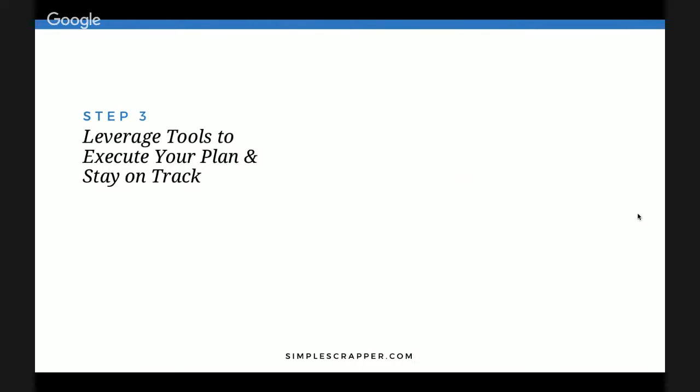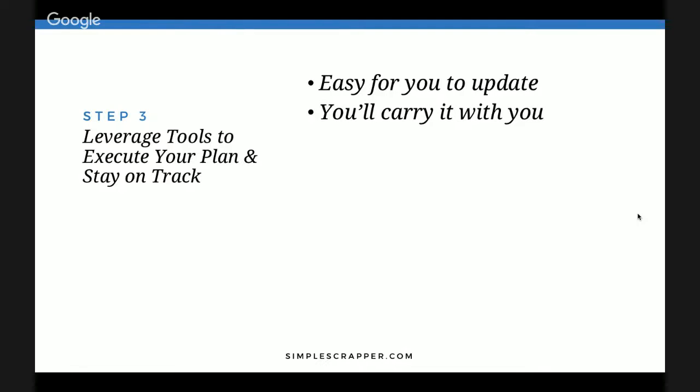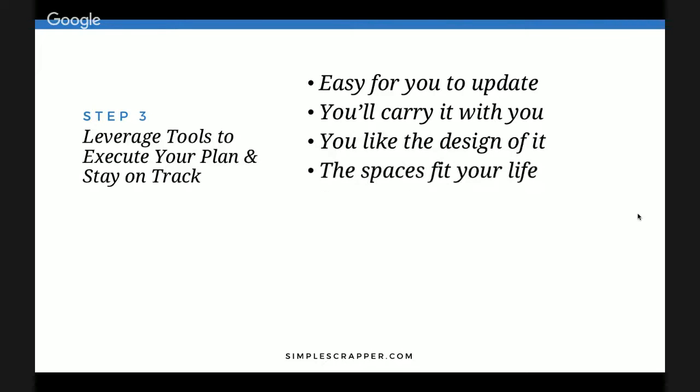So what these are going to have in common, and things that you need to think about when you're selecting a tool, is that it needs to be easy for you to update. If it's too difficult to figure out or to remember to use, you're not going to use it. You want to be able to carry it with you, or at least have a system for getting information into that planner. You want to like the design of it. Now, something I see that happens too often is that you purchase something solely based on the design. And while I put it here because I think it is a really valid consideration, it's just one of the 5 that you need to have in order for your planner to really work for you in a practical sense.